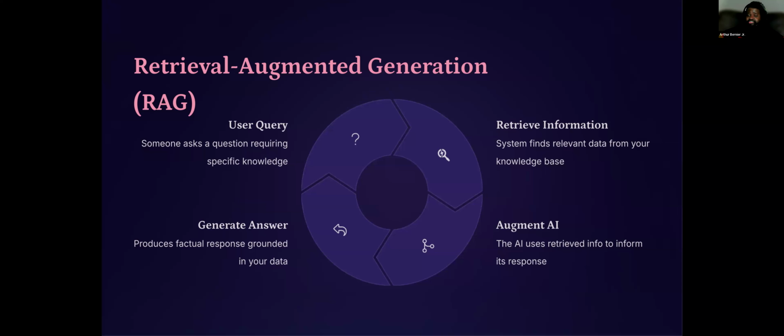And this is one of those things that's going to set everything apart. So basically, at the end of the day, when the user asks a question that requires specific knowledge, you want the system to retrieve information. You want it to find relevant data from your knowledge base, not just go searching through the internet and hallucinating data.